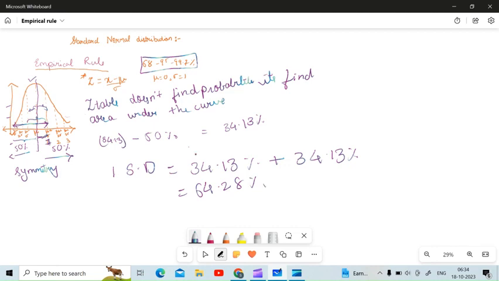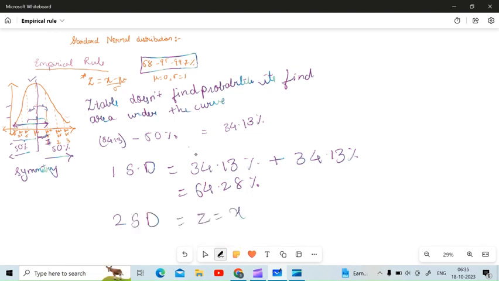68.26. So one standard deviation away from the mean follows this empirical rule. We got 68.26 percent, which is one standard deviation away from the mean, positive and negative. Okay, now let's calculate for two standard deviations away from the mean.